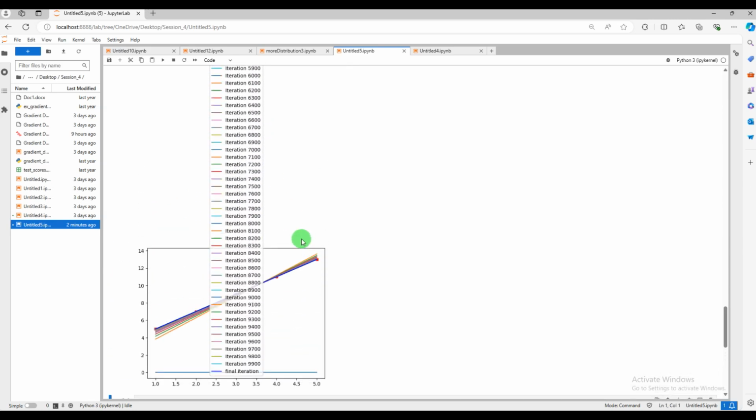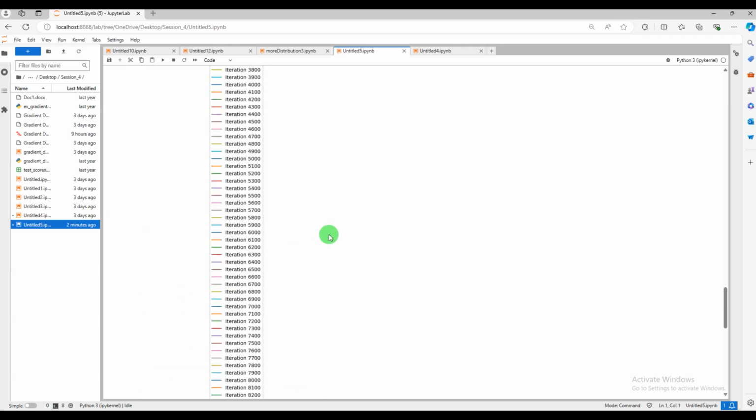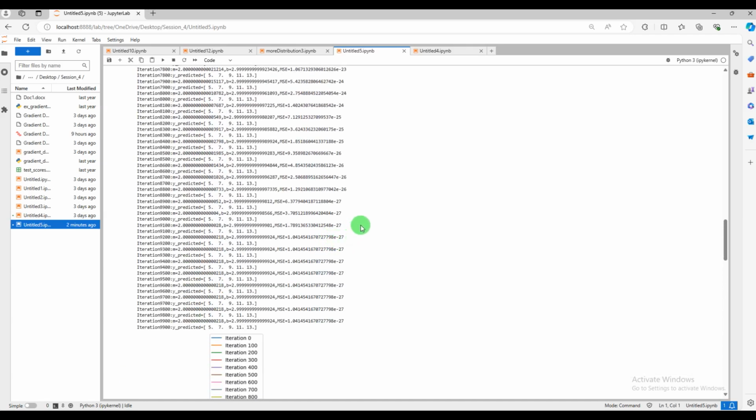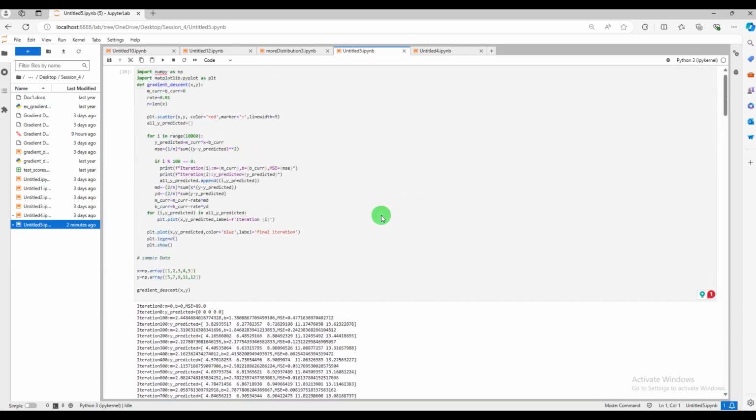And also in here you can see lots of lines until the blue line shows the minimum error. In this tutorial, I hope you enjoyed this tutorial and learned lots of things about the gradient descent method in machine learning.